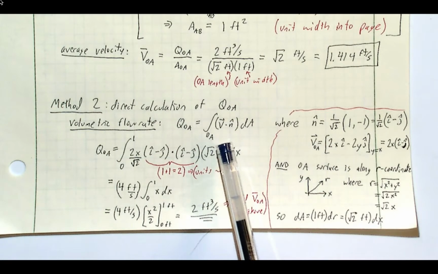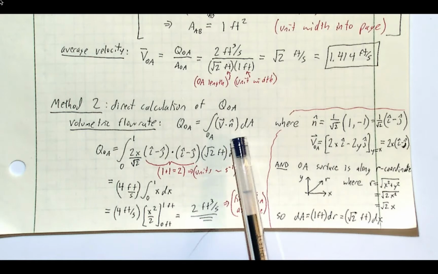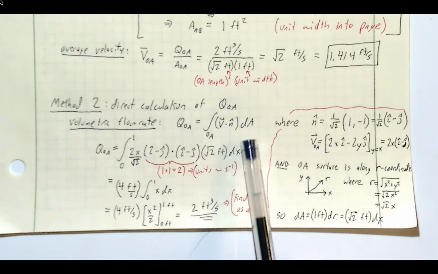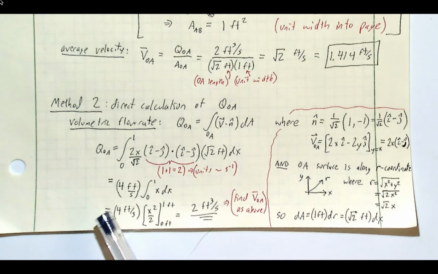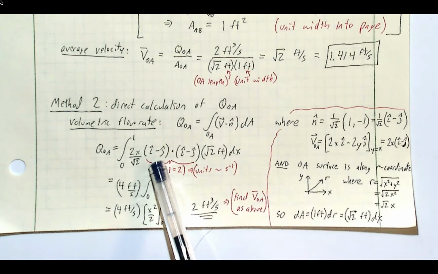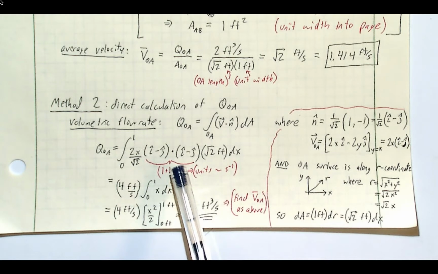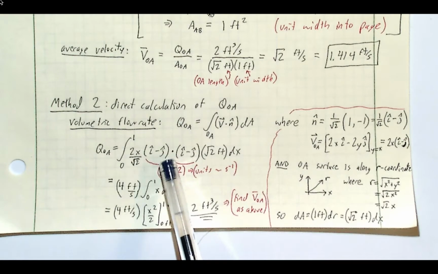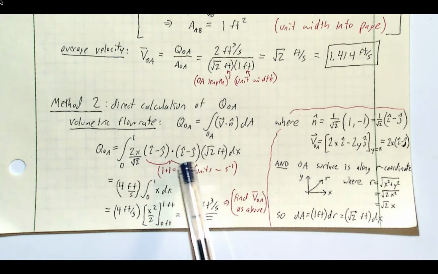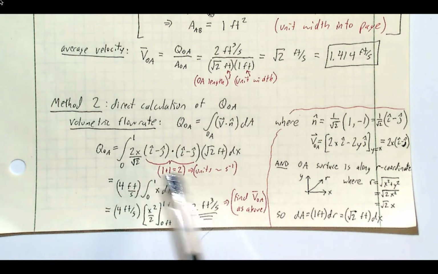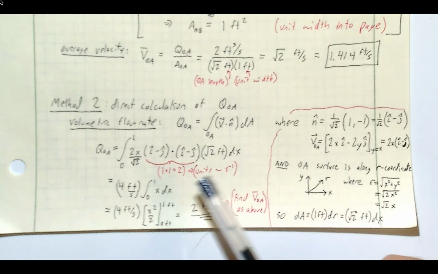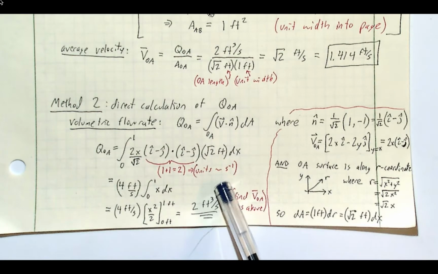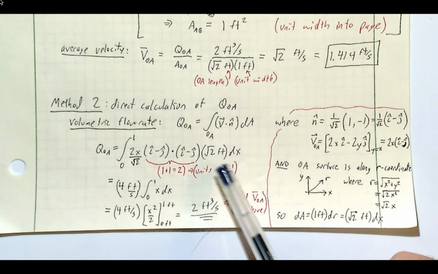Now we have everything. We talked about v, the velocity vector on the OA surface, the unit normal for the OA surface, and the differential area for the OA surface. If we plug everything in, the 2x i hat minus j comes from the velocity, our i hat minus j over root 2 comes from our unit normal, and the root 2 dx comes from the area. And here's where the units get a little tricky.